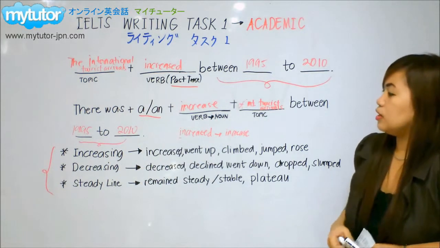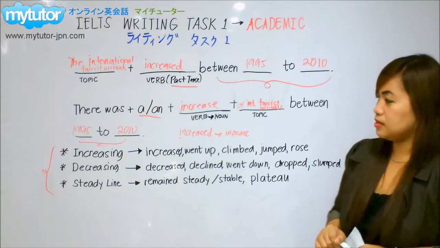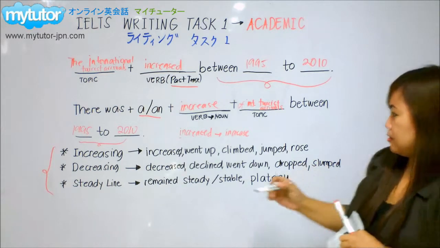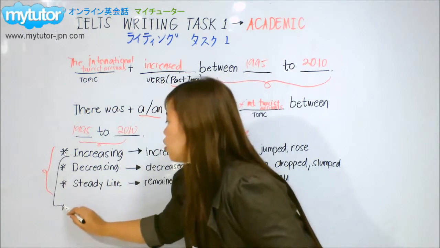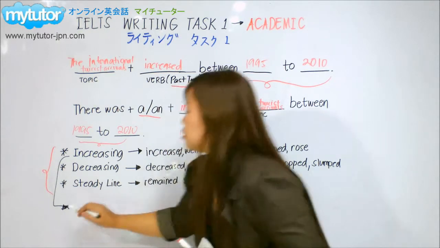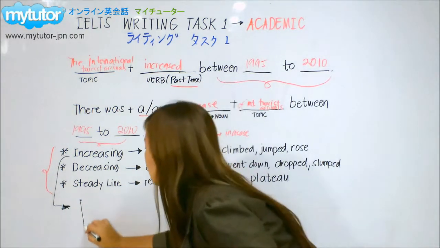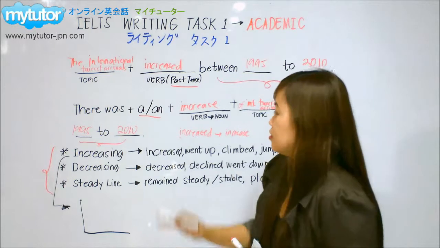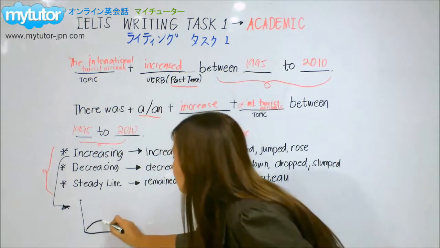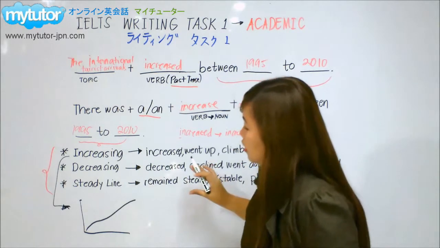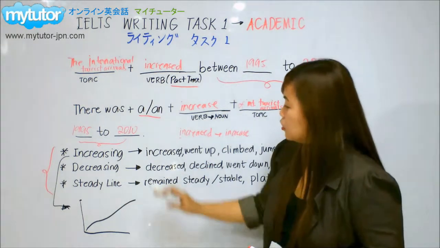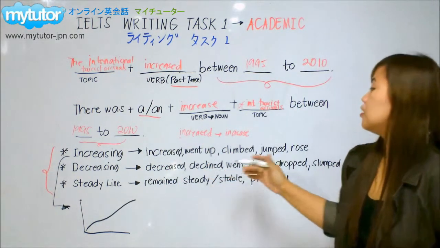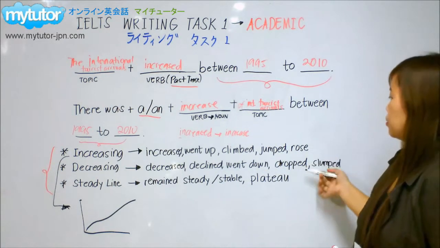Okay. So let's try to describe the movements of our graphs. First, we have increasing graphs. We are talking about line graphs or bar graphs in this case. So this is your x, y axis. If it is increasing, of course, it is rising up here. Very obvious, it's increasing. In this case, you may use these words or vocabulary. We can say increased, went up, climbed, jumped, rose.